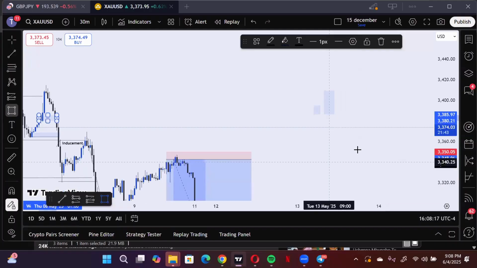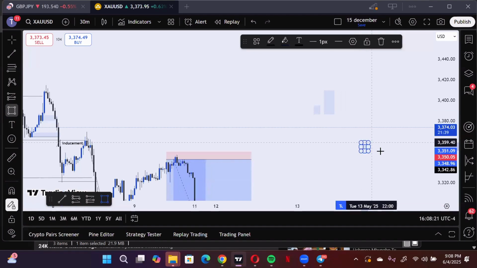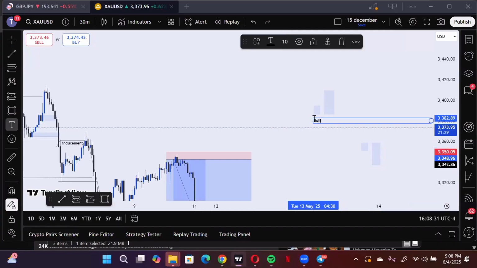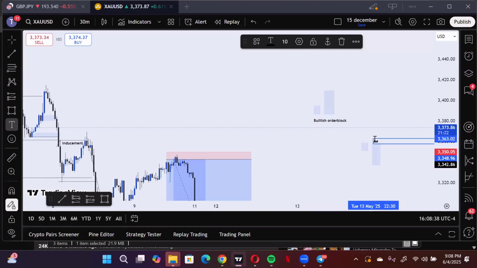If it's a bearish order block, you see what? A bullish candle, then you see a bearish candle that engulfs it and covers it down. So this is what a bullish order block is, and this is what a bearish order block is.